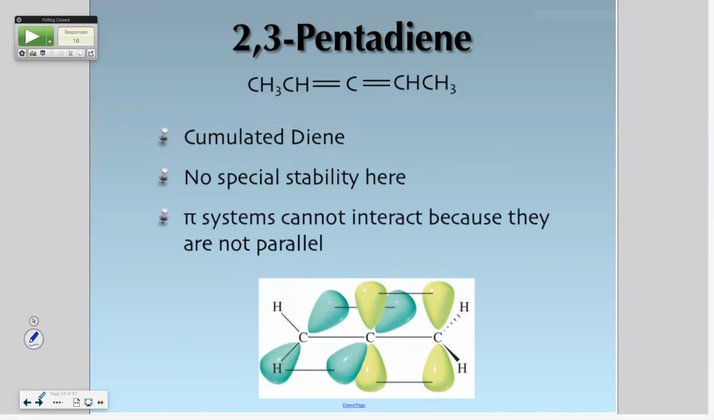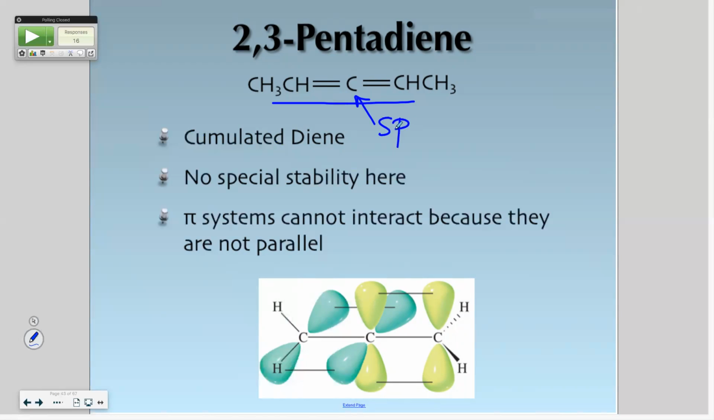Okay, what about if they're right next to each other? Remember, those are called cumulated dienes, okay? The thing about those is, what is the hybridization of the carbon in the middle of the system? Do you remember? Yeah, it's sp. And you have 1 p orbital going this way and 1 p orbital that way.